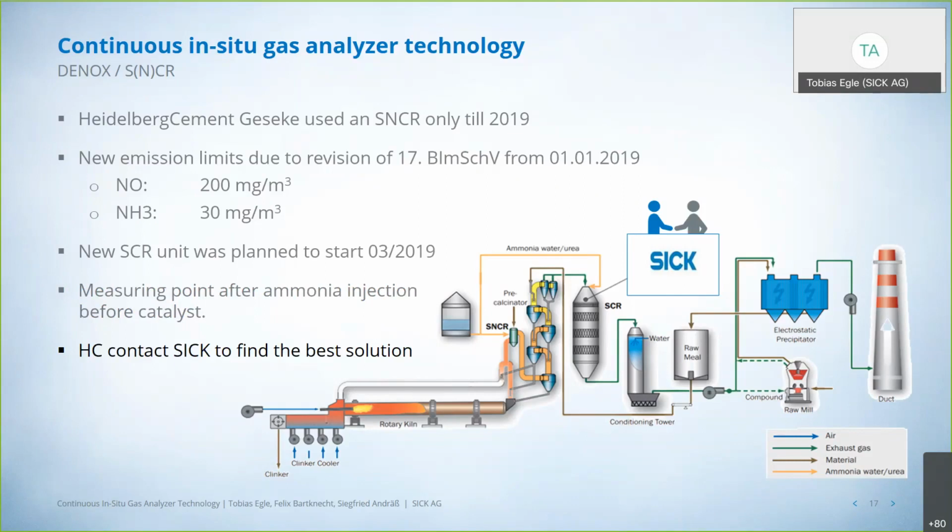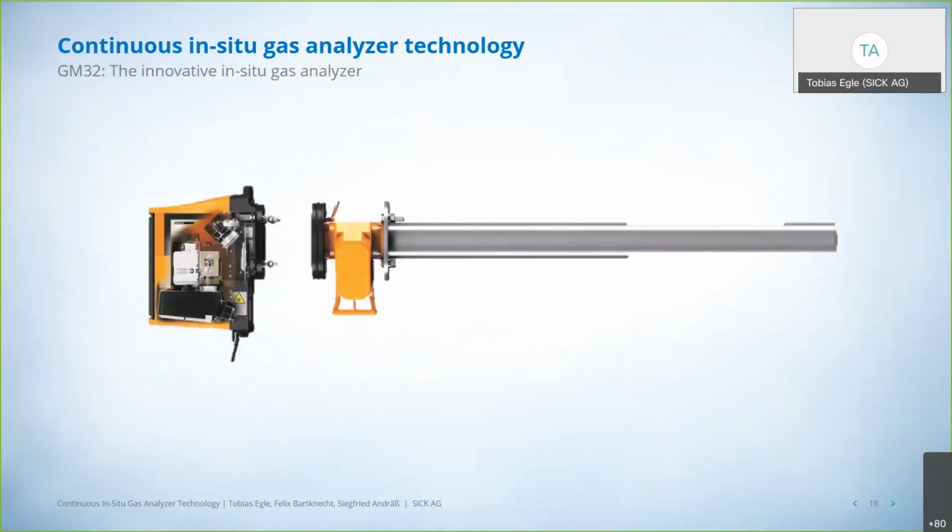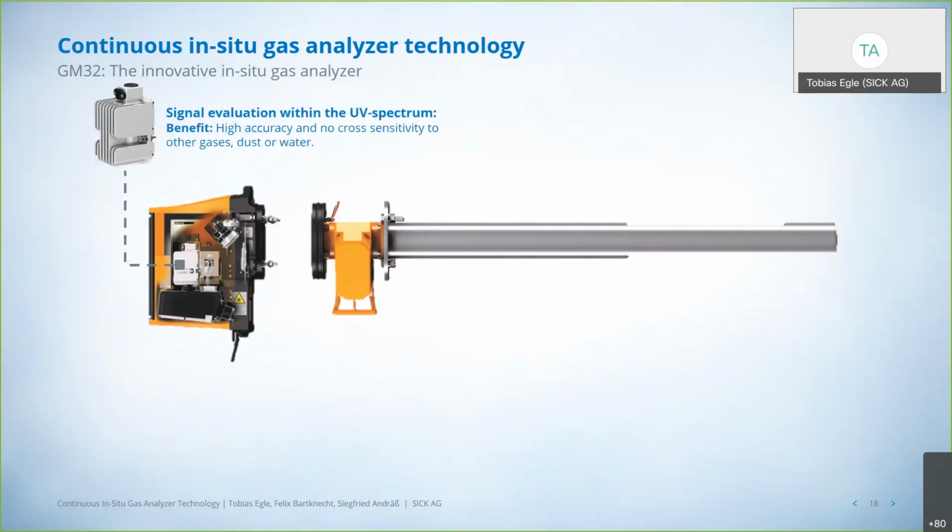So Heidelberg Cement contacted us to find the best solution for them. By reviewing all the requirements they had, we decided to install the GEAM32. Looking back to our discussion in the beginning, fast response time, low maintenance cost, under challenging conditions, the GEAM32 was the perfect solution for it. A GEAM32 typically consists of a sender receiver unit and a probe version. In that case, we decided to go with a GPP version because it has a filter and keeps the dust out of the optical path.